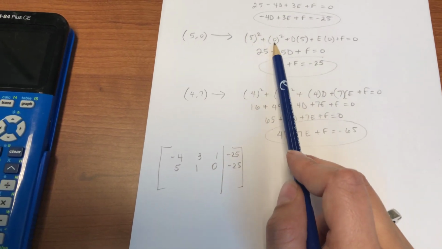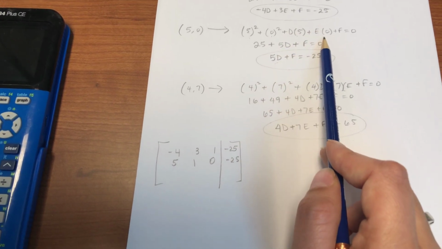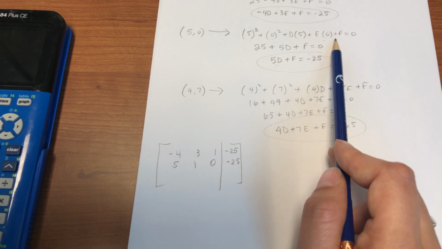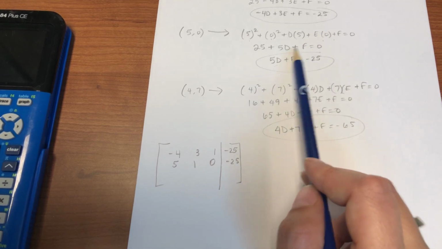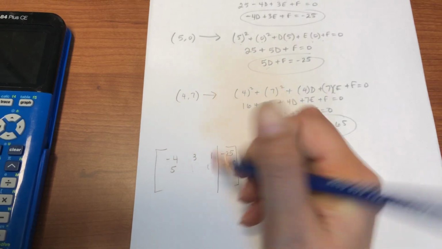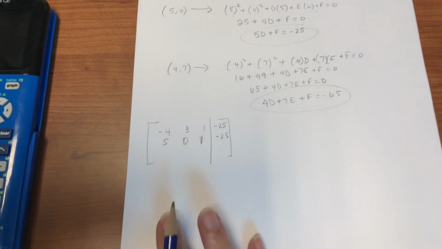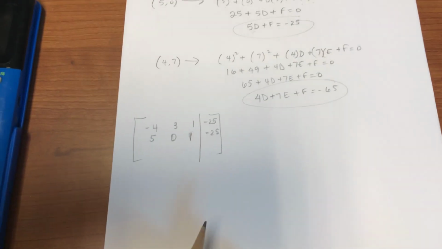X, Y, X, Y, F was 1. Oops, I did get these backwards. So it's a good thing I checked. This is my D. I don't have an E, and I have 1 F. Beautiful, good catch. Ooh, that would have caused a little bit of distress later.